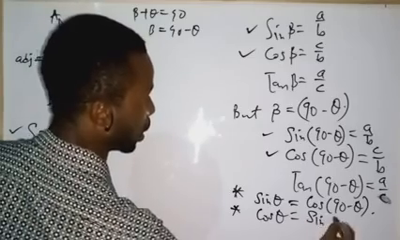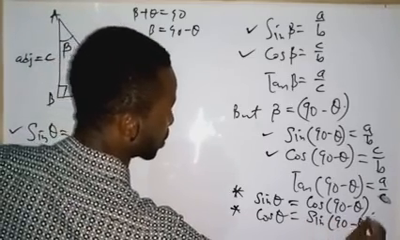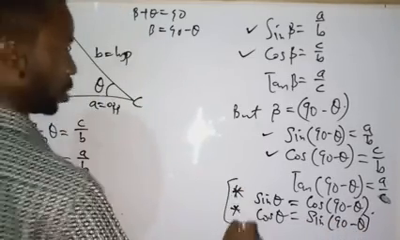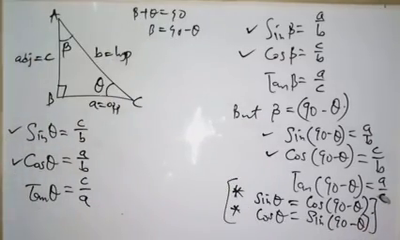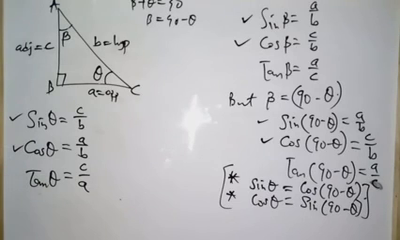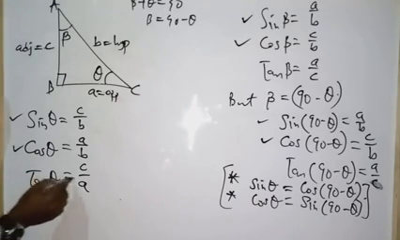sine of 90 minus theta. This is something you don't want to forget, because it's very, very useful. Now there's something again I want to show us. Look at this.